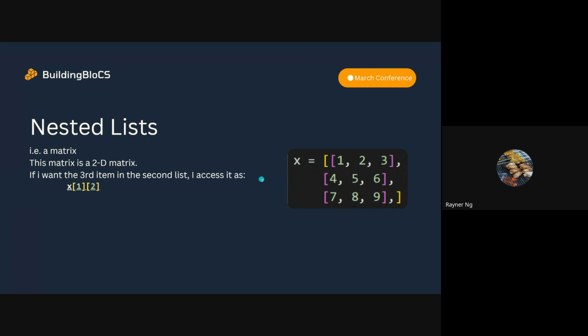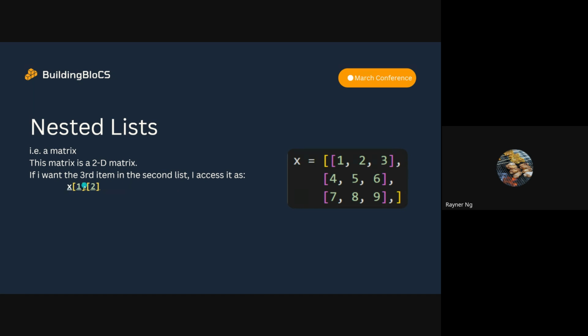Remember how I said you could have another list within a list? So here is one application where you have a matrix. So here in this example is a 2D matrix. And if I want to access the third item in the second list, I can access it like this.